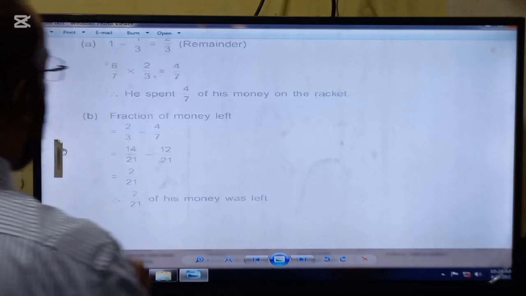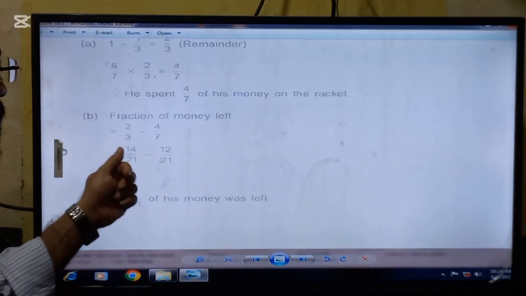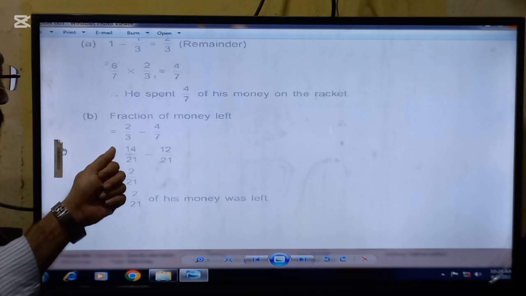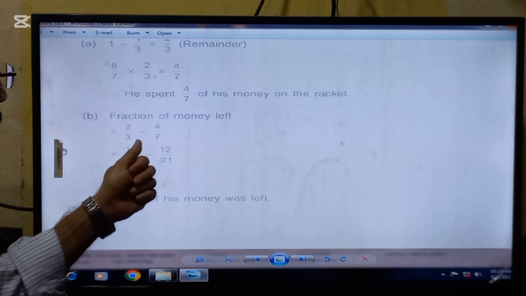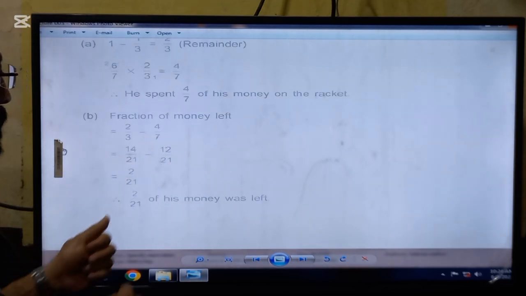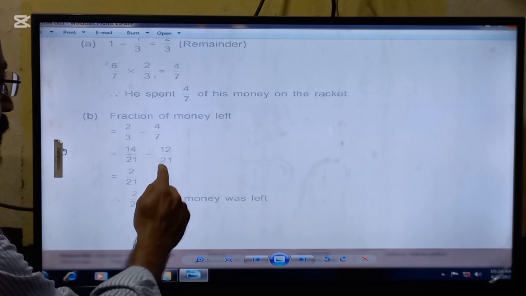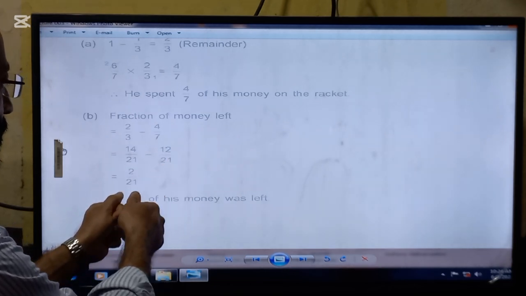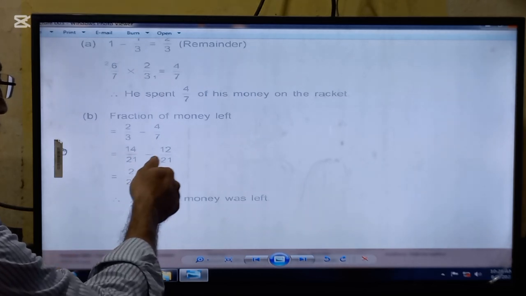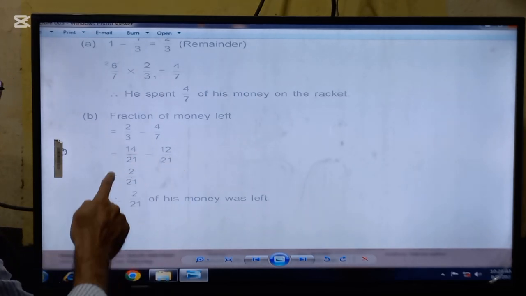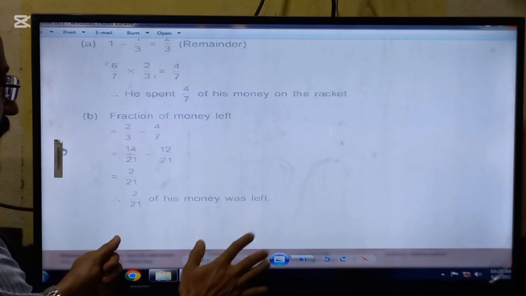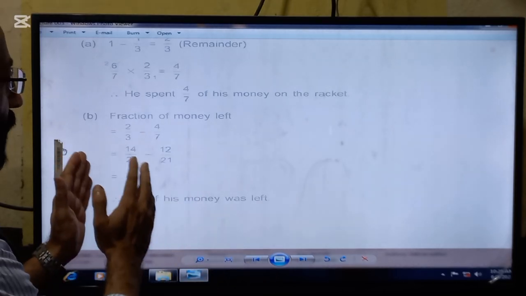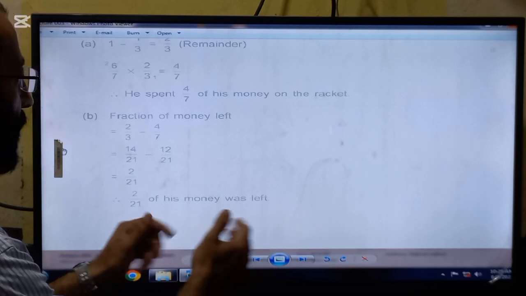So these are unlike fractions. First, we will convert them into like fractions by multiplying the first fraction by 7 in the numerator and denominator, and the second fraction by 3 in the numerator and denominator, to get the denominator 21. So when the denominator is 21, 14 minus 12 will be the numerator. So 2 by 21 is the money that was left. Okay, this is one method of solving the question, that is converting the unlike fractions into like fractions.